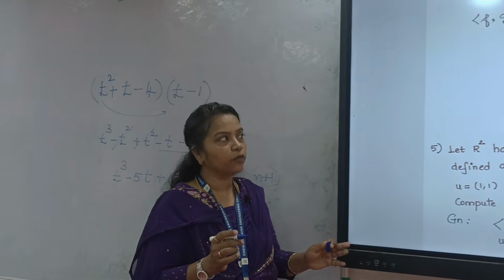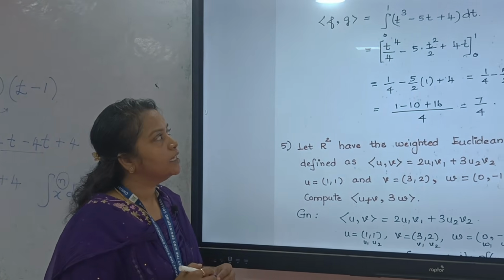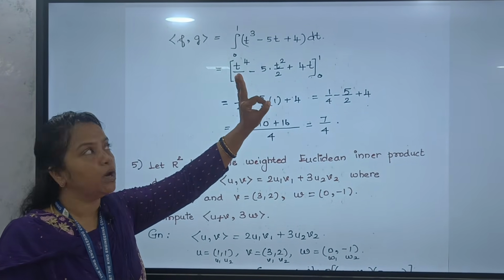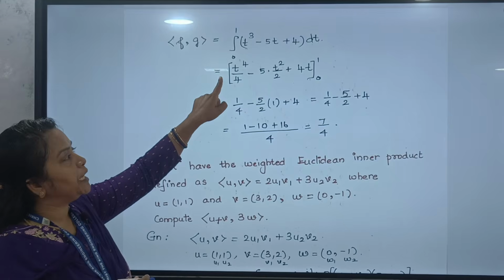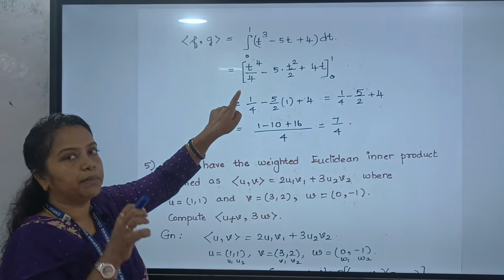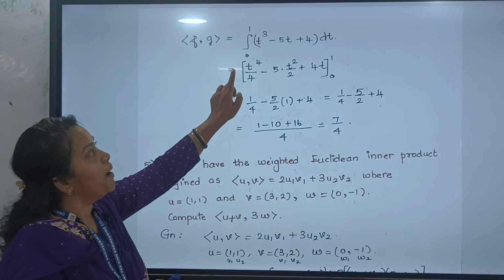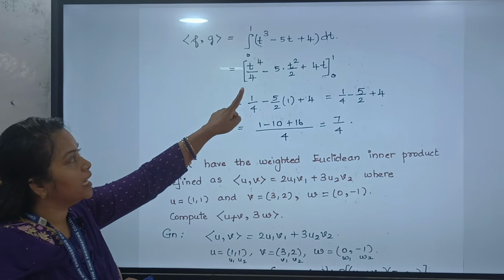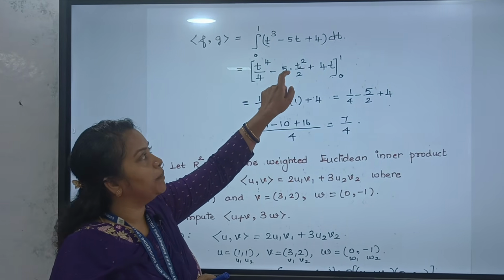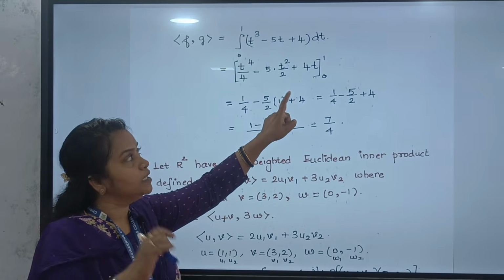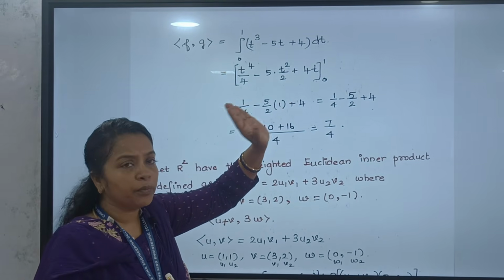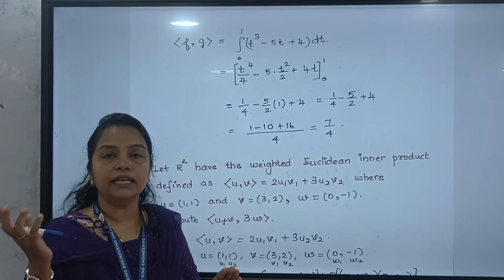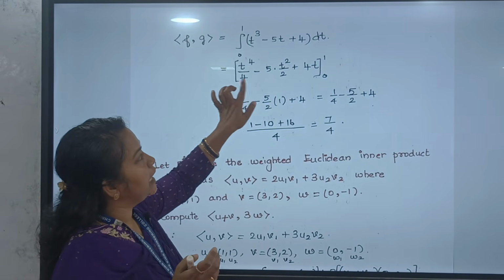So similarly, I am going to do that for each term. If you integrate t cube, what do we get? n is 3, so add 1: t power 4 by 4, the same number comes below. Minus 5 is a constant, so keep it as it is. Integrating t gives t square by 2. And 4 is a constant, which is nothing but 4 into dt, so integral of dt is nothing but t.